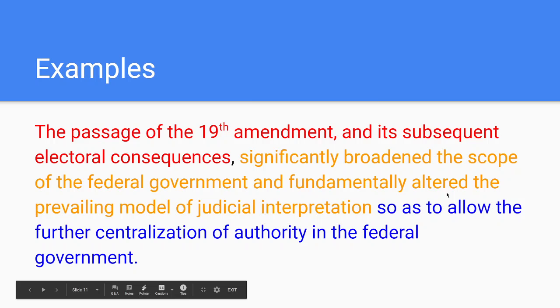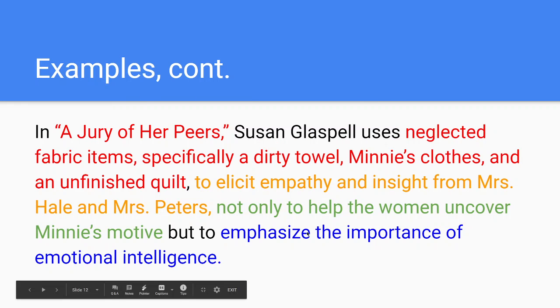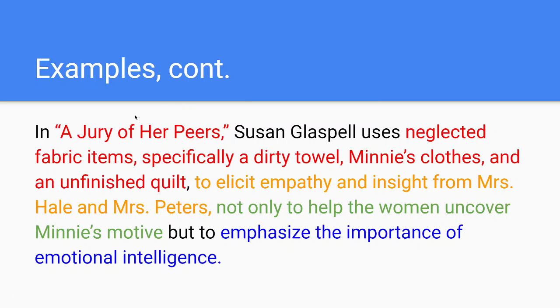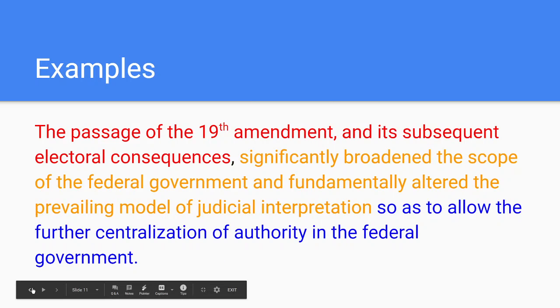Now, I'm going to skip this example, I might come back to it. Let me give you another example here. So, in A Jury of Her Peers, which is a short story, Susan Glaspell, the author, uses neglected fabric items, specifically a dirty towel, Minnie's clothes, and an unfinished quilt, to elicit empathy and insight from Mrs. Hale and Mrs. Peters, not only to help the women uncover Minnie's motive, but to emphasize the importance of emotional intelligence. So let's break that down.